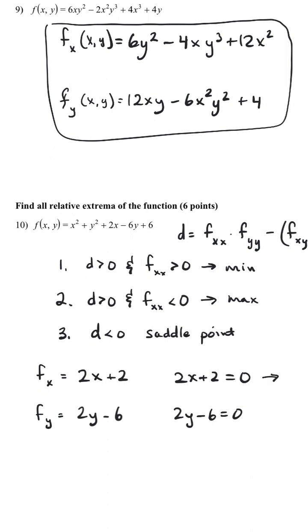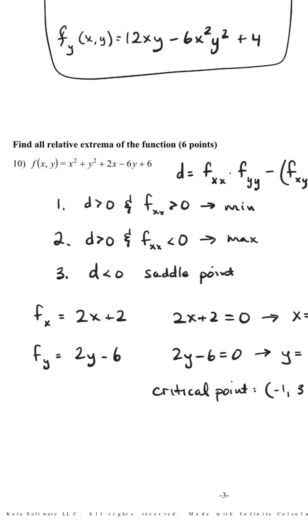So this one's going to give us x equals negative 1. This will give us y equals 3. So there's a critical point, negative 1 comma 3. Now we need to figure out the value of d. Before we do that, though, we need some second partial derivatives.